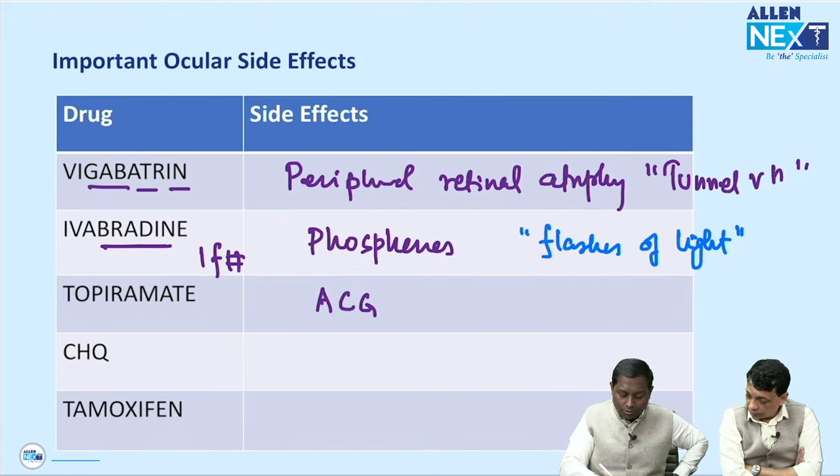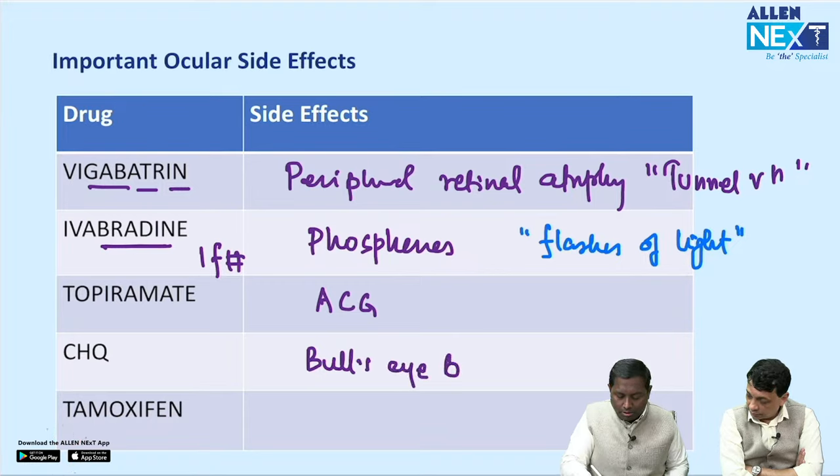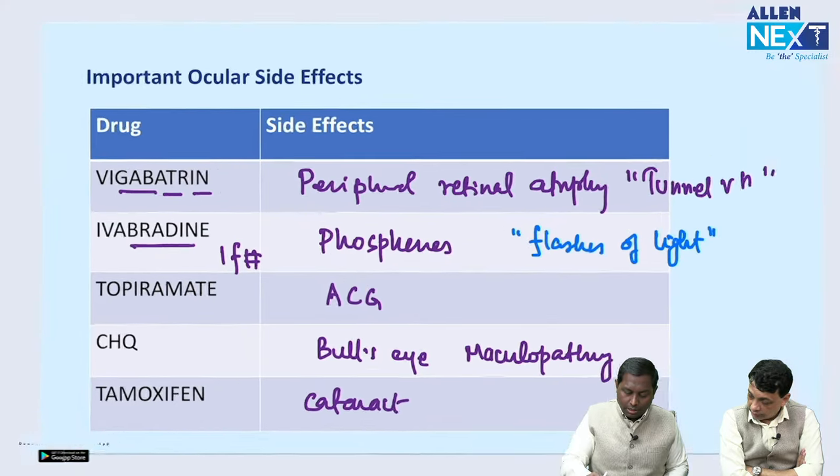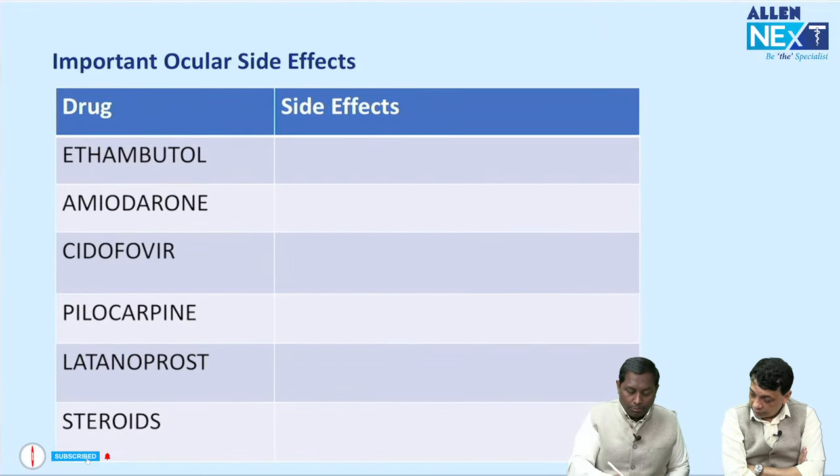Chloroquine is one such drug that is going to cause bullseye maculopathy. This bullseye maculopathy, oftentimes it is said to be irreversible in nature. Tamoxifen can also cause cataract. It is one of the selective estrogen receptor modulators. Ethambutol is going to cause optic neuritis.